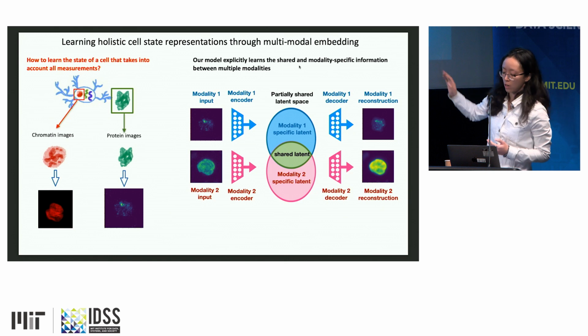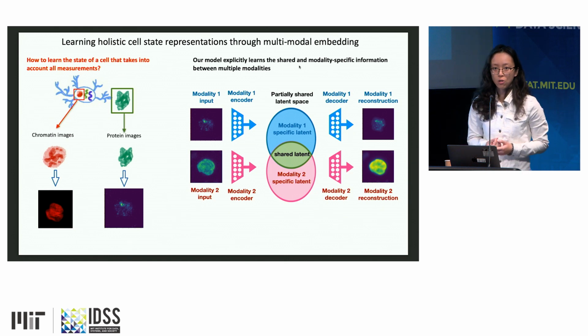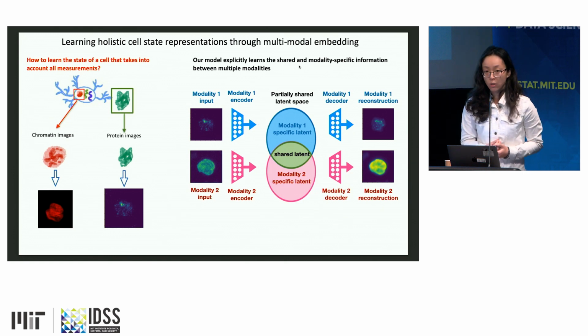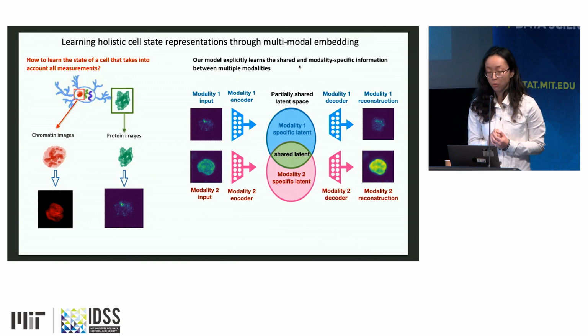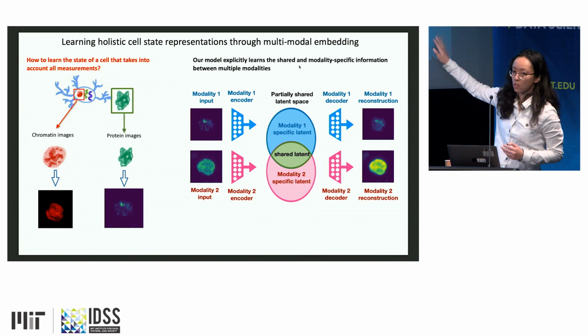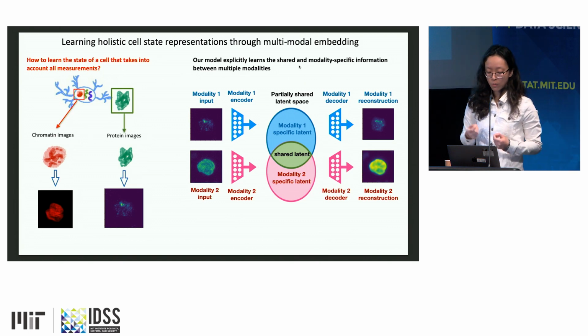And this is what we do in our method. We provide an autoencoder-based framework where we have one autoencoder for each modality and a novel latent space structure. In the latent space, we learn what information is shared between two modalities through this shared latent space component. And then we have one modality-specific latent space for each modality to capture the information unique to a particular modality, but not shared with any other data modality that's also measured on the same cells.